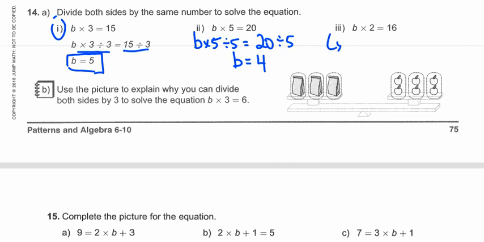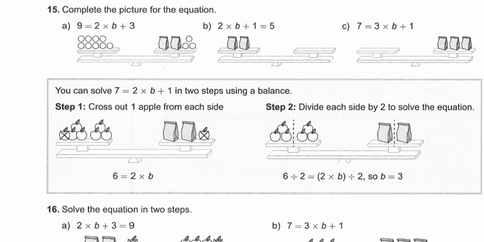Okay, let's move on. Our equations are getting more complex, so let's look at B here. 2 times B, we've got 2 bags, plus 1, so I need to draw in an apple, equals 5. So I'm going to draw in 5 apples. For C, it's 7, so 1, 2, 3, 4, 5, 6, 7 equals 3 bags plus 1. So I need another apple on that scale.